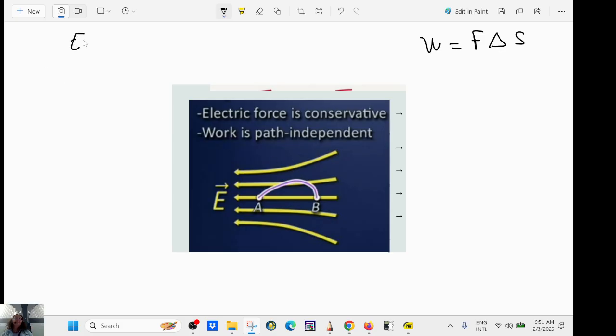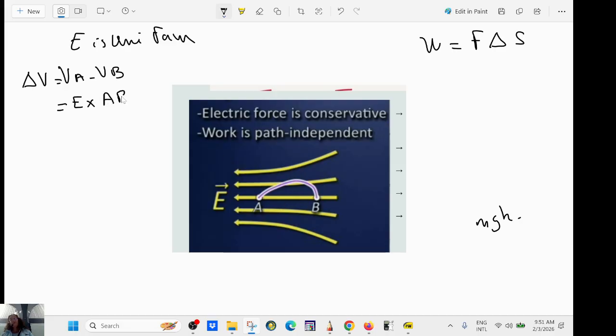If the electric field is uniform, it's like doing work mgh, where the gravitational field is uniform. So the work that you have to do, delta V, which is the voltage between A and B, VA minus VB, is just going to be E times that distance. If E is uniform, that's just the work.